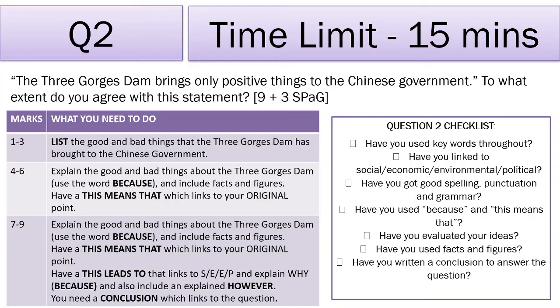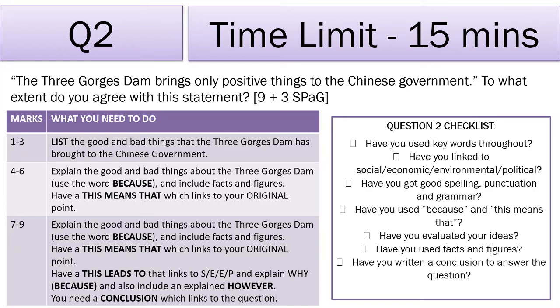You also need to open your statement with, I agree to some extent, I agree to the fullest extent, or I agree to no extent. And remember, that has to match your conclusion. So if you agree in the beginning, you also need to agree in your conclusion. Okay, so remember, this is a 9-mark question.